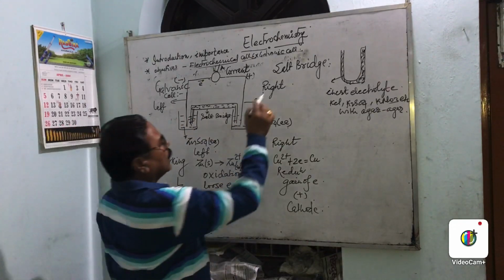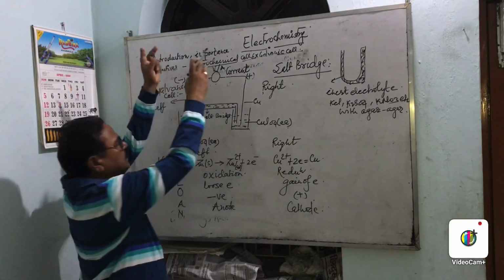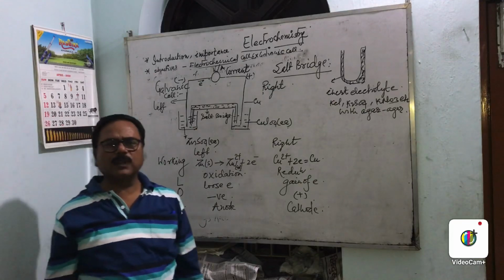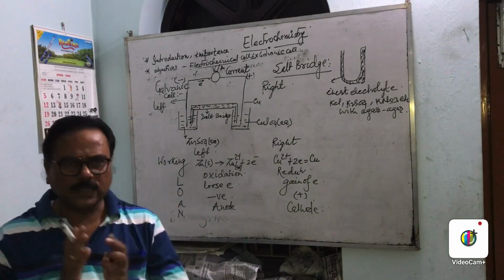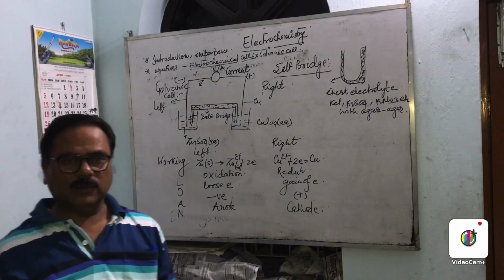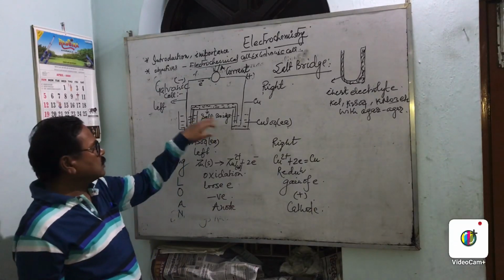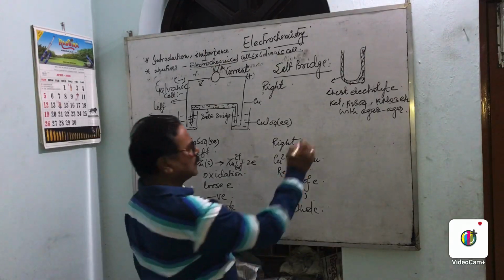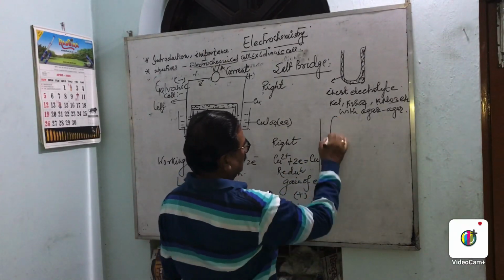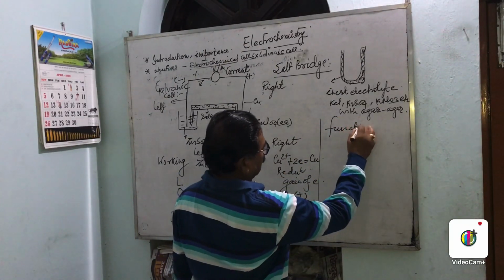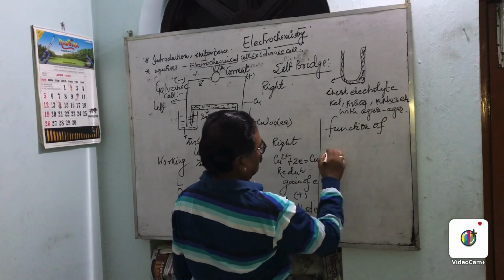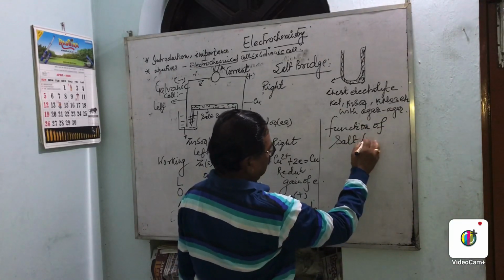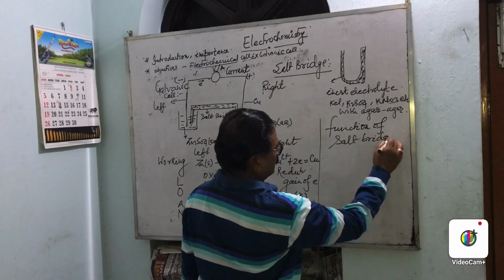Now, when the salt bridge is removed, then what will happen? No deflection in the voltmeter or in the ammeter. Then this salt bridge plays a vital role. So what are the functions of the salt bridge? Let us study the function of the salt bridge. This is very important.